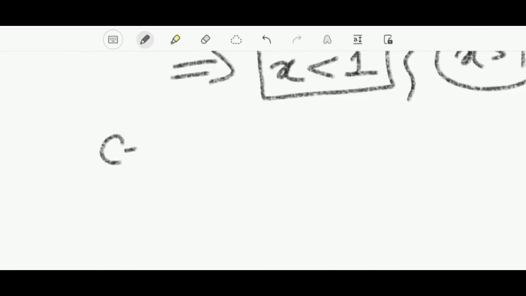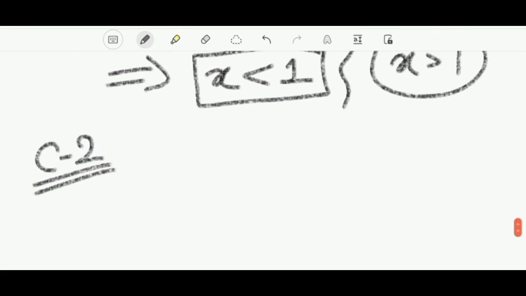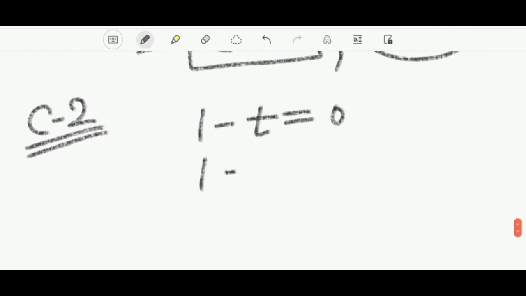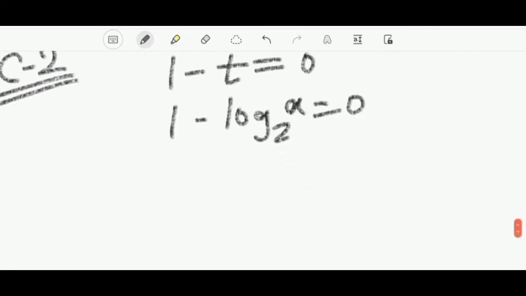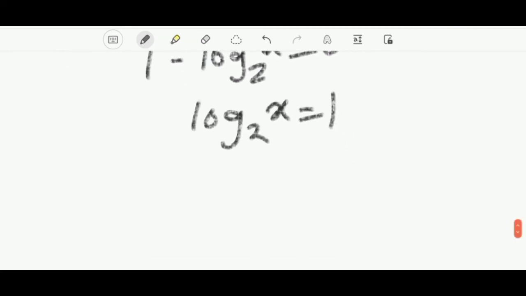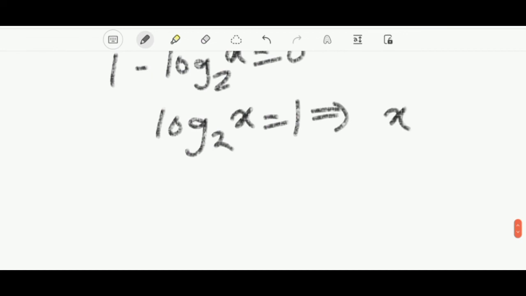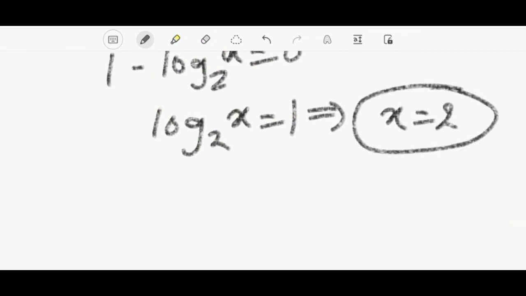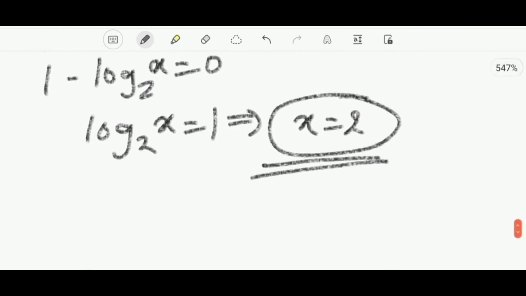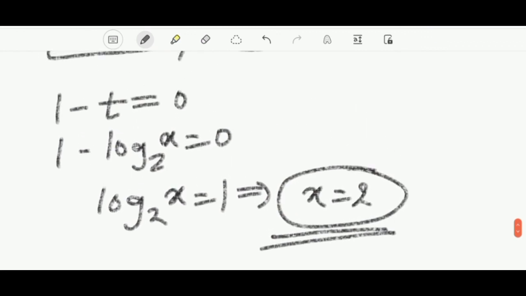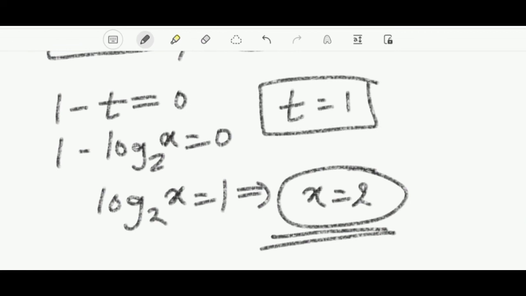So here we can start with our second case, which is 1 minus t equals 0. So we can substitute the value, which is log of x at base 2 equals 1, which simply implies that x is equal to 2. So here is the only one possible root, which is t equals 1, where x is equal to 2, which means x is greater than 1.